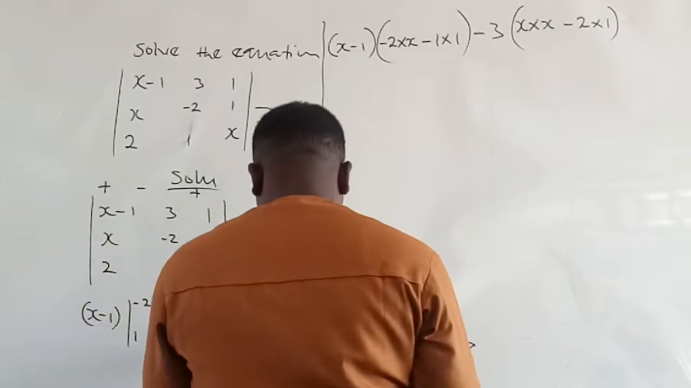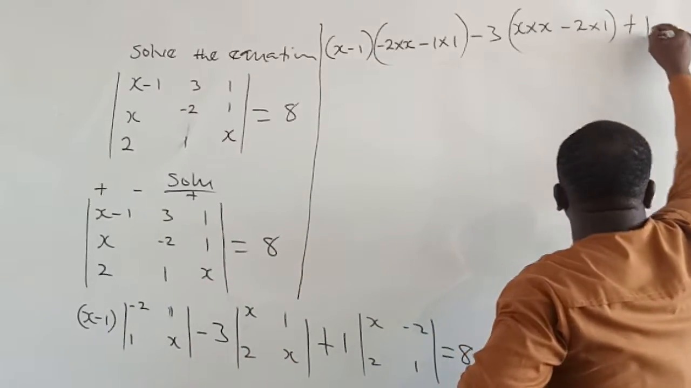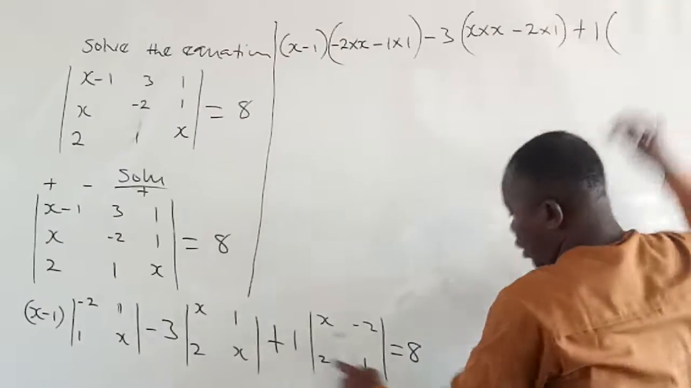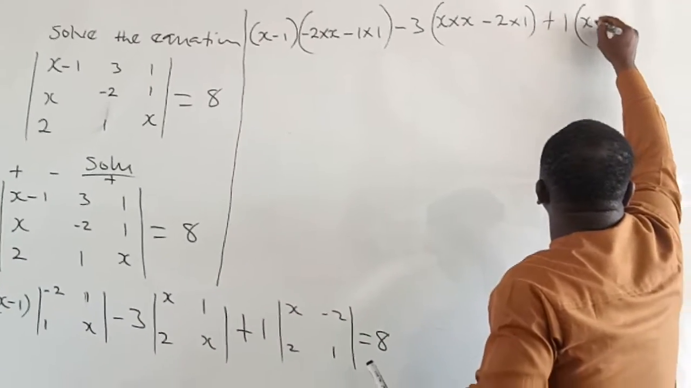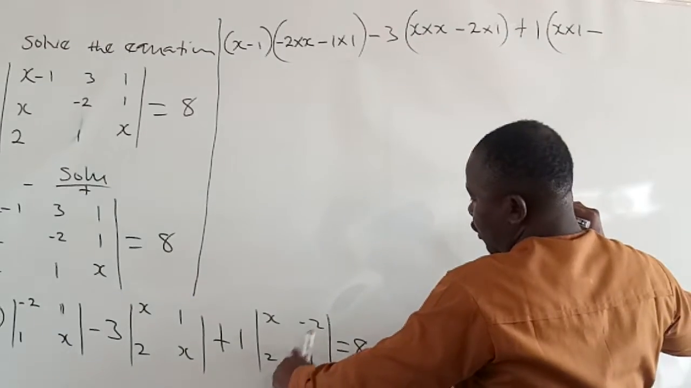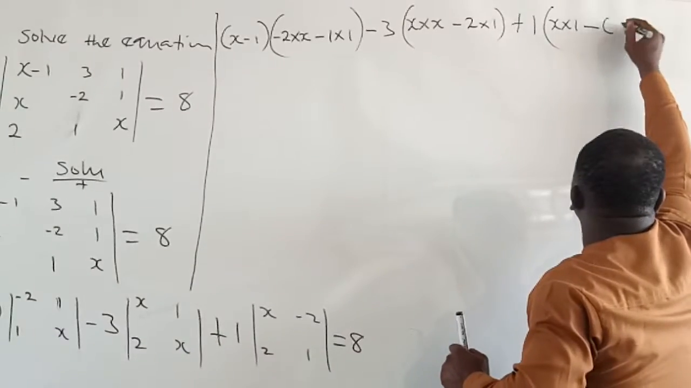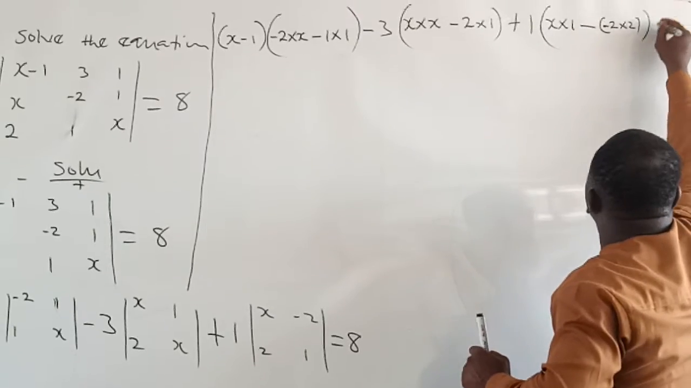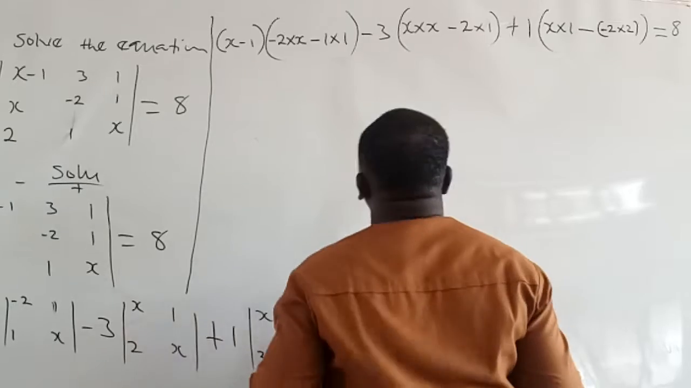Is that clear? Then plus 1, the same thing applicable here. Use this 1 to multiply this x. So x times 1 minus, use this 1 to multiply this 2 to multiply minus 2. It implies that you are going to have minus 2 times 2 all in bracket, then equate it to what? 8. Is that clear?